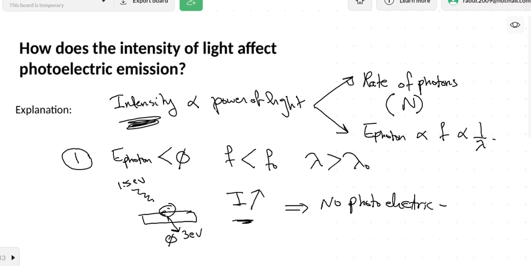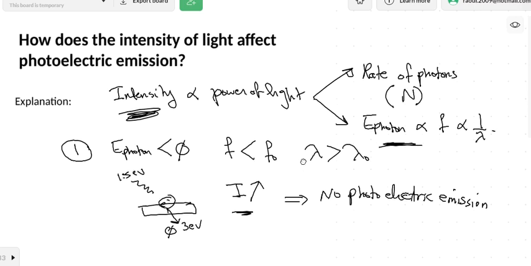Again, I repeat, when we are increasing the intensity, we are not changing the light, the same energy photon. We are just increasing the intensity. Just 1 minute, please. Let me move it up. You understand?